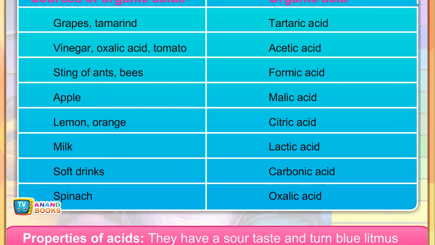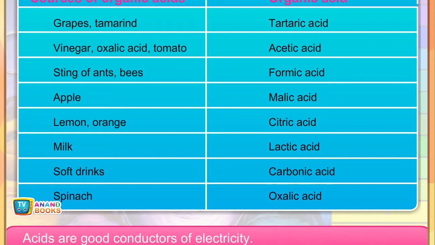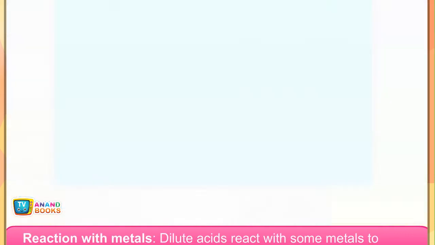Properties of acids. They have a sour taste and turn blue litmus red. Acids are good conductors of electricity. Acids easily dissolve in water. Acid added with water becomes dilute. Acids are corrosive. They can corrode many materials.